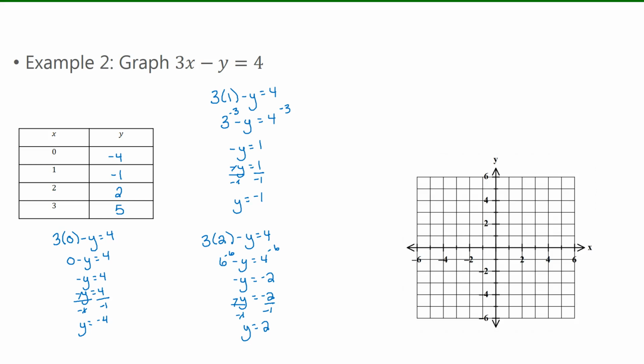Now for the graph, the first point I'm going to plot is 0 and negative 4, which is right here. Then I got 1, negative 1, 2, 2, and then 3 and 5. So using a ruler or something straight, you can join up those points.